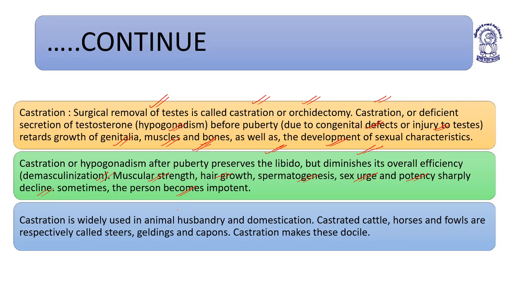Castration is widely used in animal husbandry and domestication. Castrated cattle, horses, and fowls are respectively called steers, geldings, and capons. Castration makes these docile. Very important.